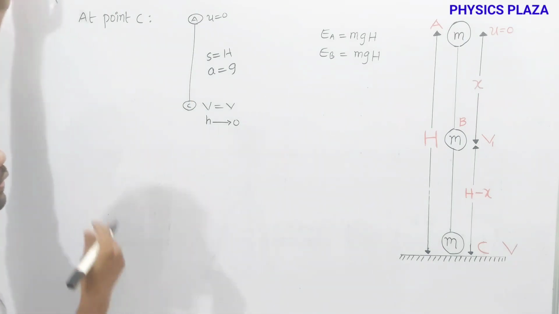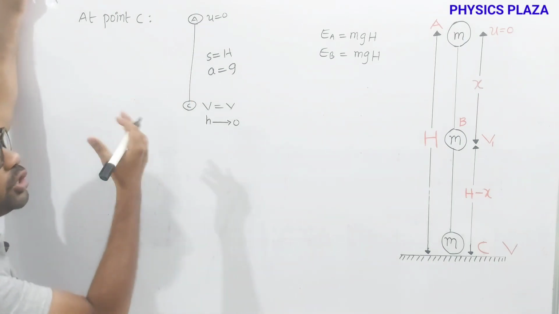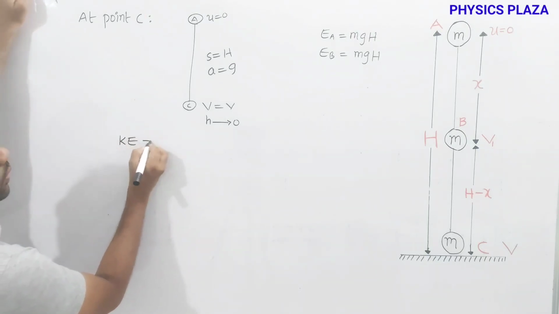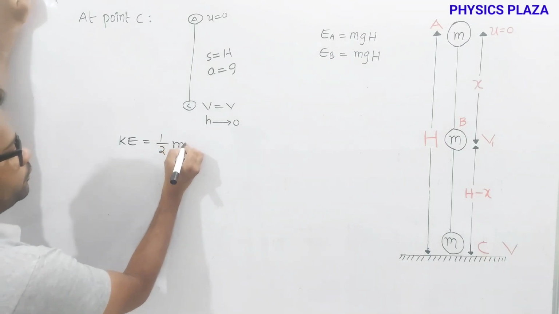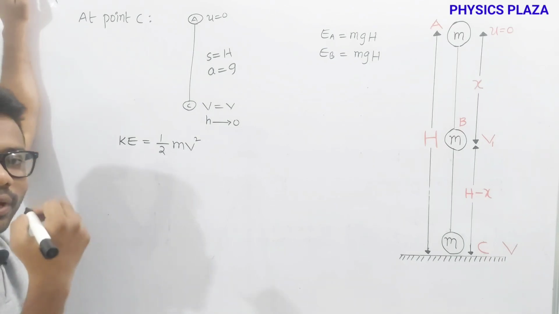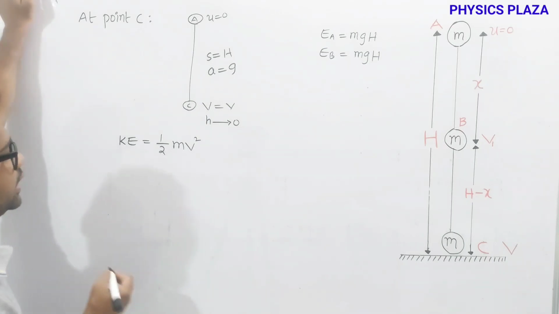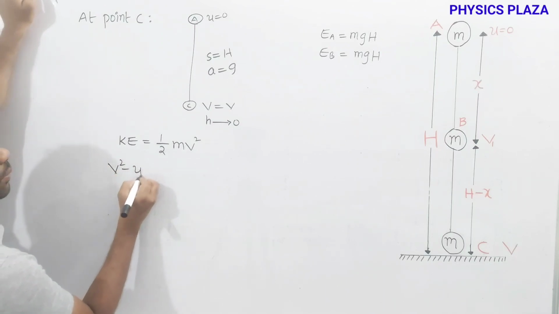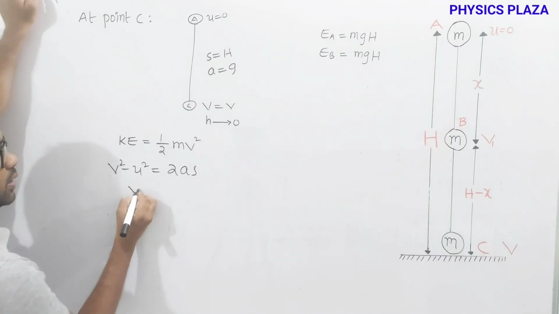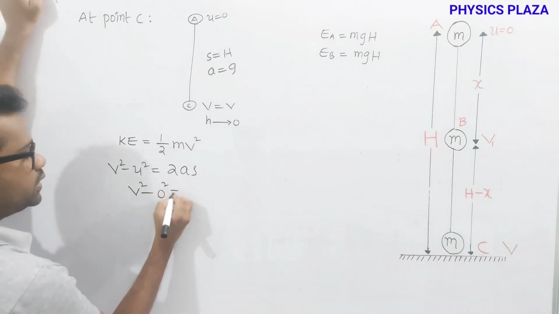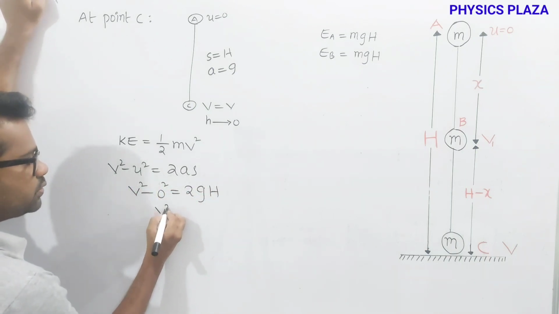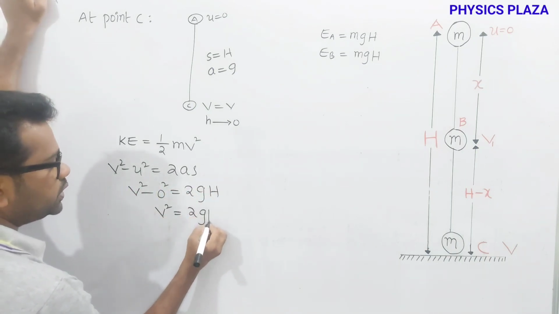Okay, now let us see, children. First, let us calculate the kinetic energy at point C. We know that kinetic energy is equal to half mv square. But here the value of v is not known. What do we have to do? We have to apply the equation of motion: v square minus u square is equal to 2as. Now let us apply that. This will be v square minus 0 square is equal to 2gh, of course. So v square is equal to 2gh.